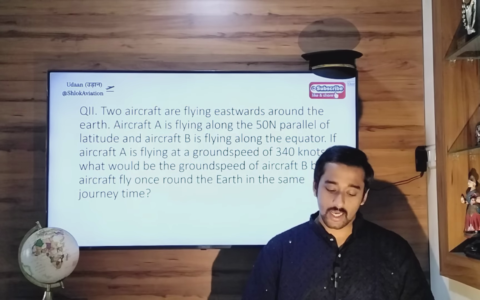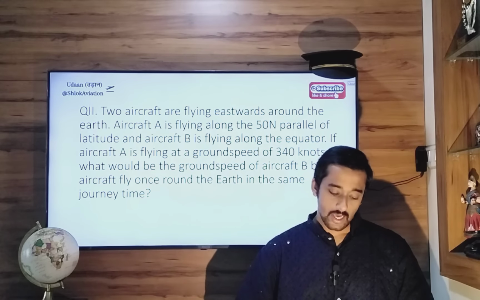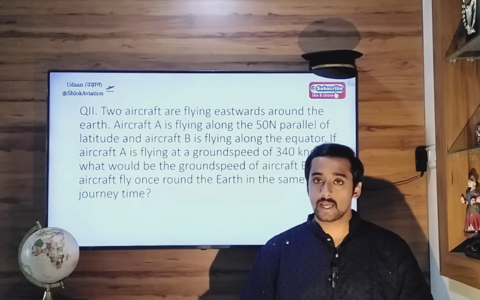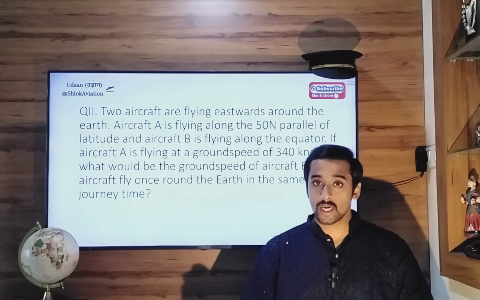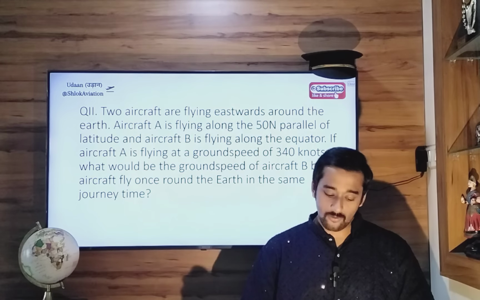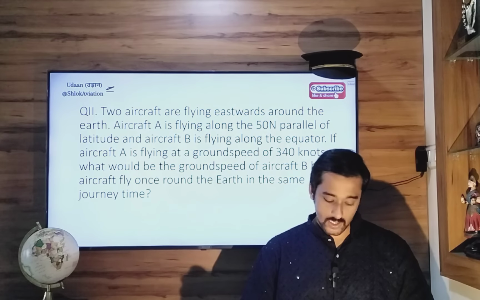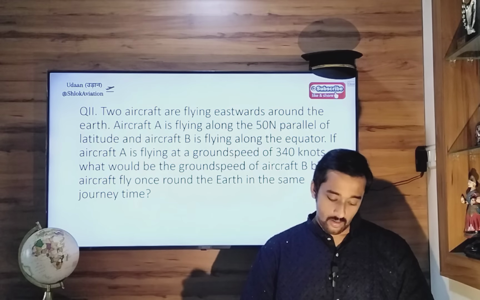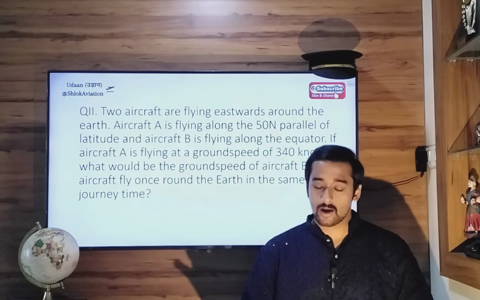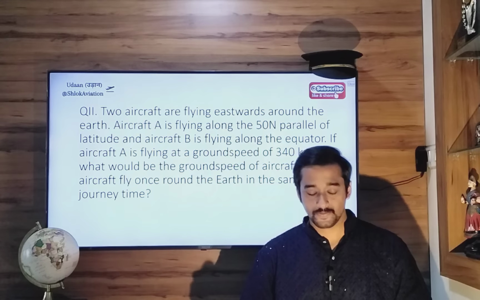Two aircraft are flying eastwards around the Earth. Aircraft A is flying along 50° north latitude. The second aircraft is flying along the equator. If the speed of the first aircraft is 340 knots, what would be the speed of the second aircraft, Bravo, if both aircraft fly around the Earth in the same journey time?